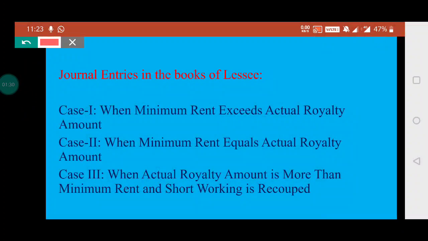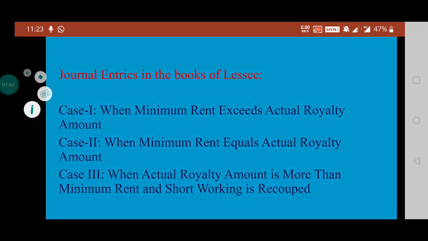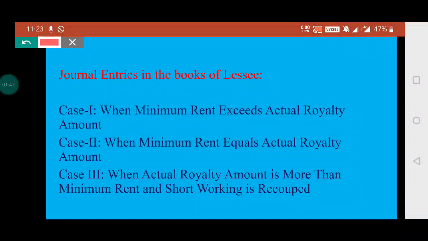In second situation, minimum rent equals actual royalty. That means if your minimum rent is 50,000, royalty is also 50,000. In third situation, actual royalty amount is more than minimum rent and which allows you to recoup the short working.